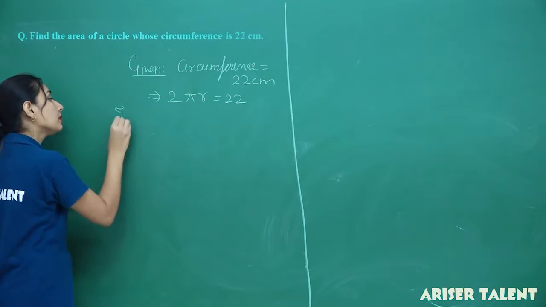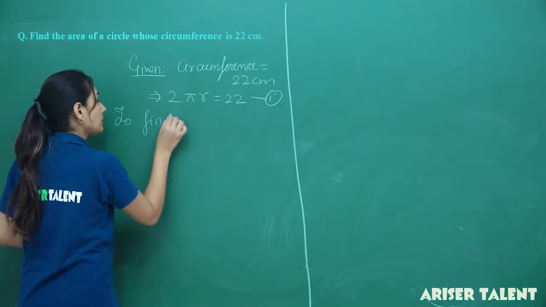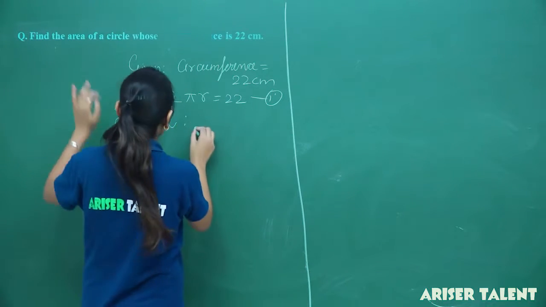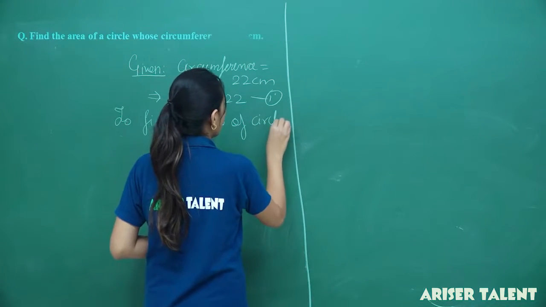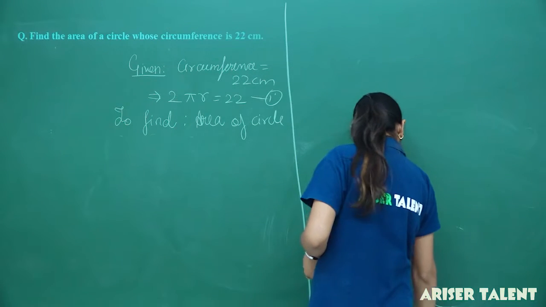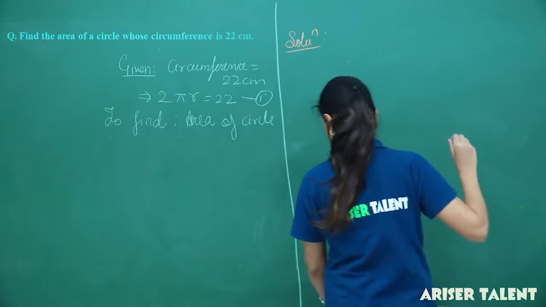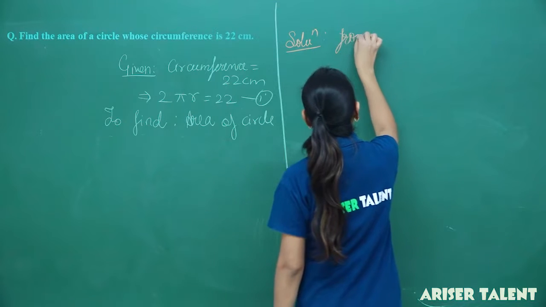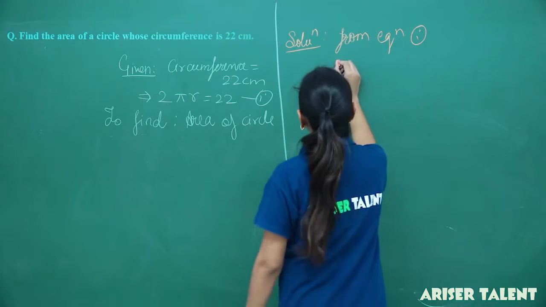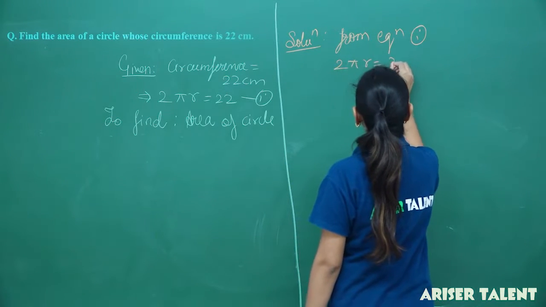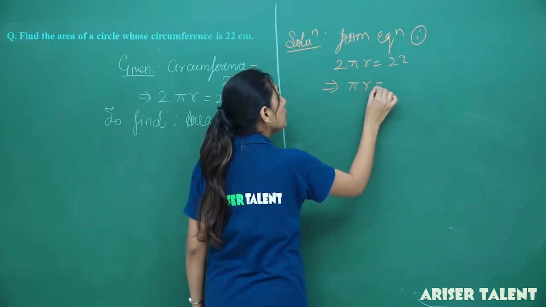You can write it as equation 1. To find: what we have to find is the area of the circle. Now the solution part. From equation 1, students, I can write 2 pi r equals 22. What does that mean? It implies that pi r equals what?